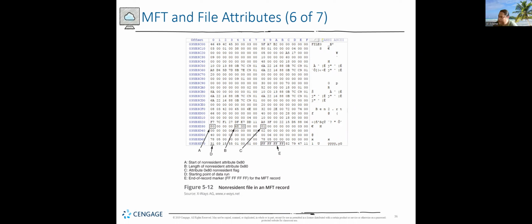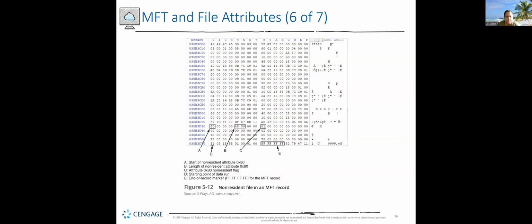So here you can see non-resident files and files that are smaller than 5 total gigs we talked about. The starting non-resident attribute is 80, so it's here. Here is the length of it. It's 48, so not too short, but not too long. The attribute non-resident flag is there. The starting point of the data run is here. That's what that looks like. And the record marker is here. The starting point is 31, my mistake.